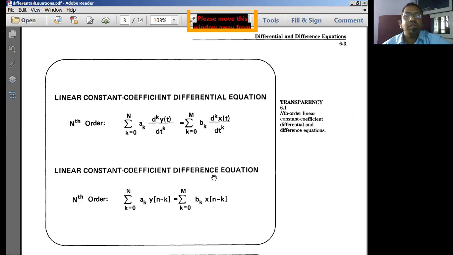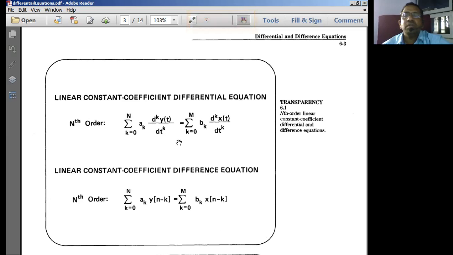Similarly, we have the difference equation. What is the difference equation? y of n minus k is the difference equation for the nth order system. So we represent systems in two ways: when you write a system equation, you write it in either the differential equation form or the difference equation form. The basic equations are the linear constant coefficient differential equation and the linear constant coefficient difference equation.